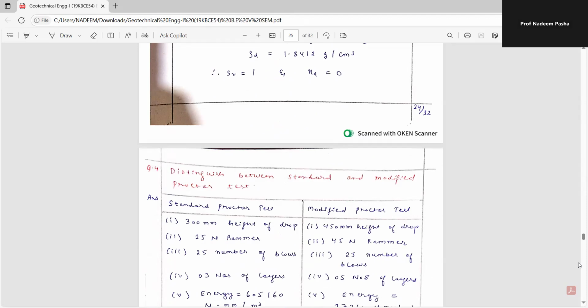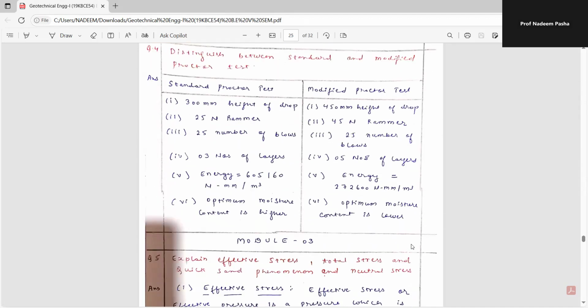Distinguish between standard and modified Proctor test. Standard Proctor test uses 300 mm height of drop. Modified Proctor uses 50 mm height of drop. The rammer used in the standard Proctor test is 25 Newton. In the modified Proctor test, 45 Newton. In the standard Proctor test, 3 layers are there, whereas in the modified Proctor test, 5 layers are there. Energy is 60560 Newton per meter cube, whereas in the modified Proctor test, energy is 272,600 Newton per meter cube. Optimum moisture content is higher in the standard test. Optimum moisture content is lower in the modified Proctor test.